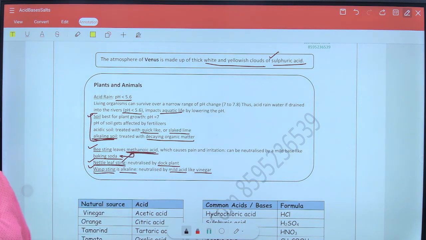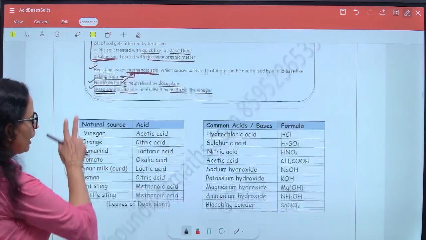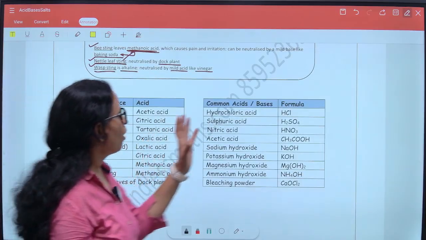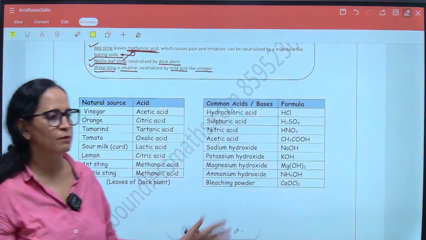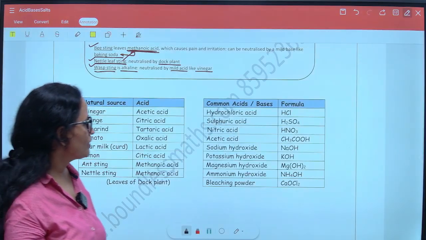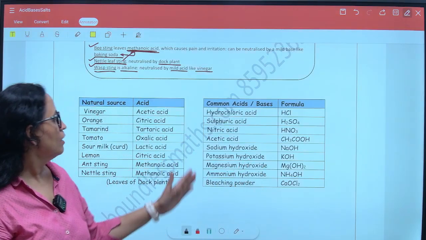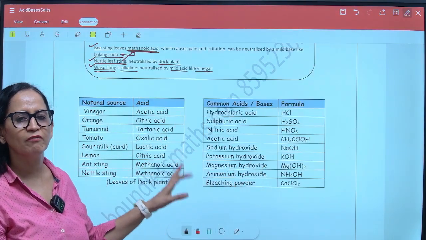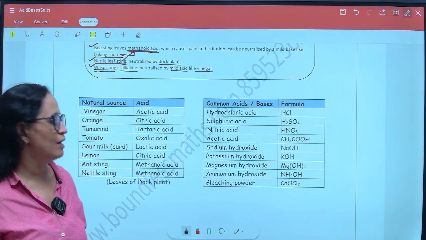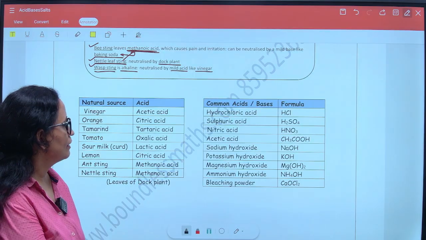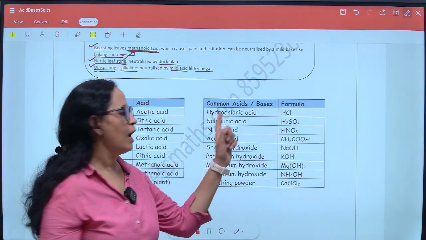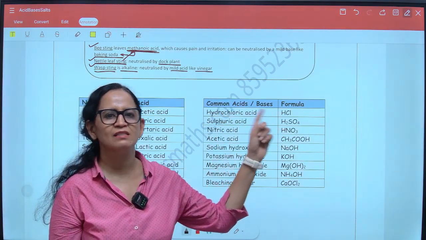Now here are some very commonly used formulas that you should remember before we move forward. Pause this video, learn the formulas for these acids, bases and compounds that are given here, because these are very important and they are all needed for the reactions that we are going to learn in this chapter. So the first one is hydrochloric acid, it is HCl.